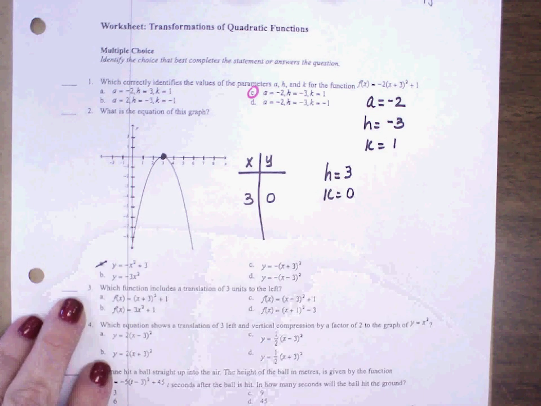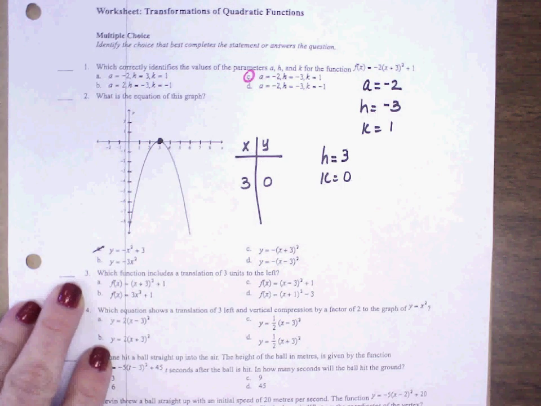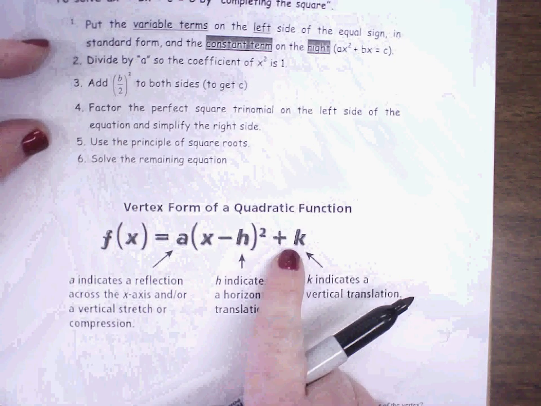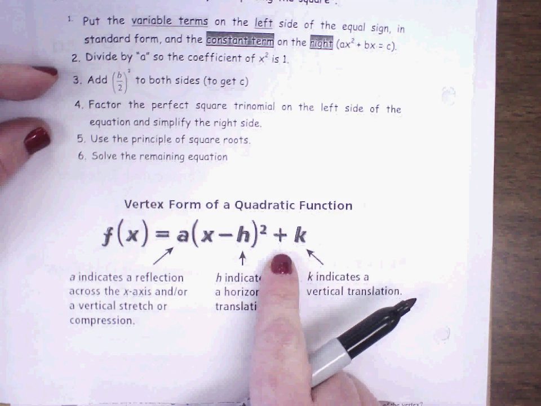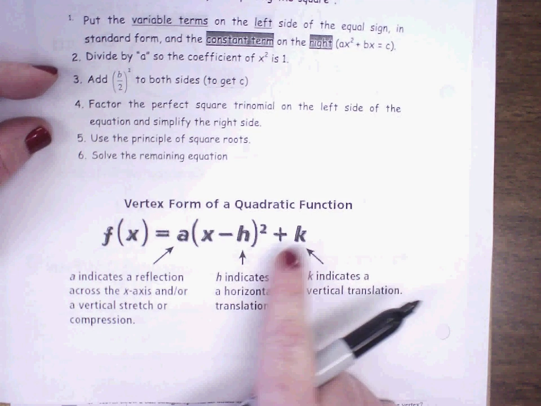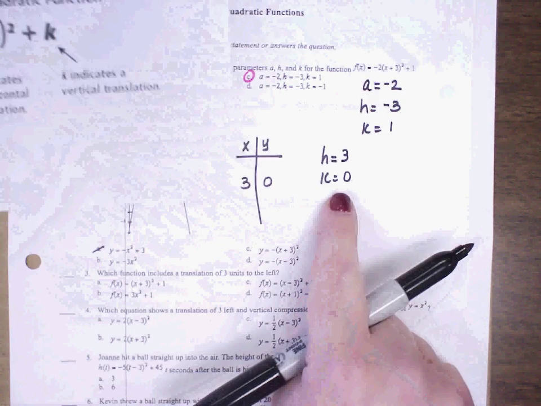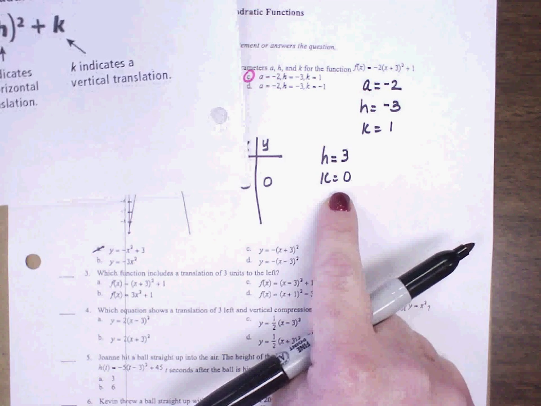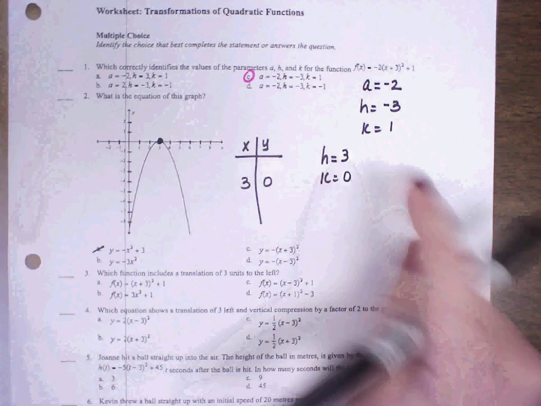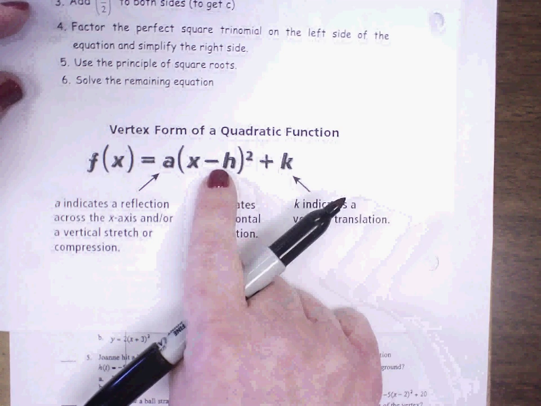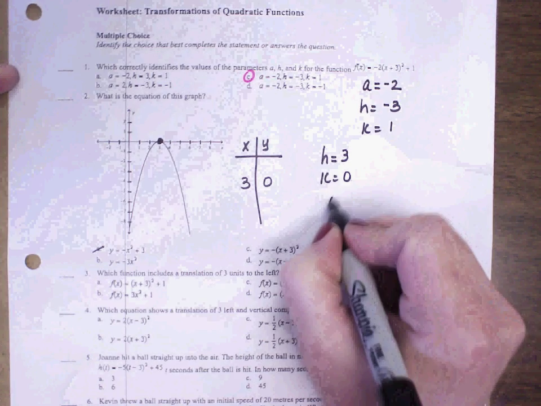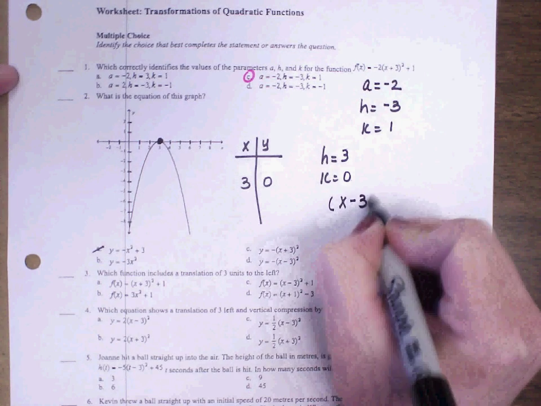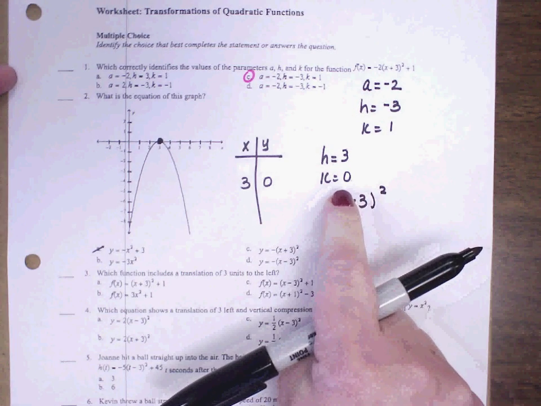No, I cannot eliminate C yet. No, it's outside the parentheses, not inside the parentheses, the K. Look at your cheat sheet. The K is outside. That's the 0, right? So whatever this is, that should go, H goes inside. So I should have x minus 3 squared.